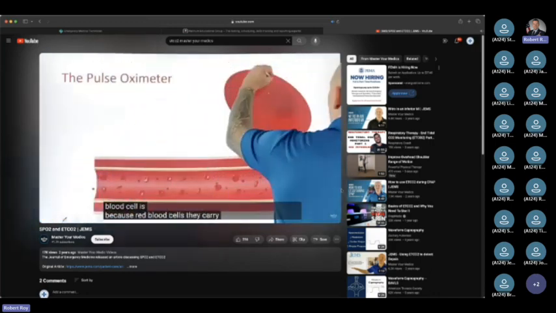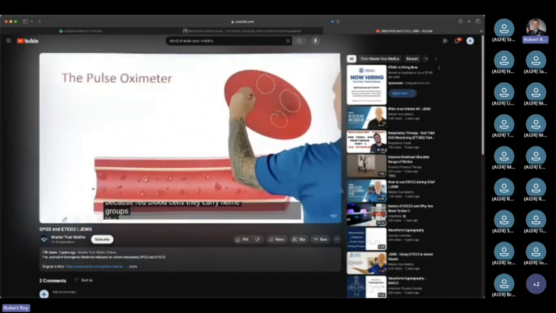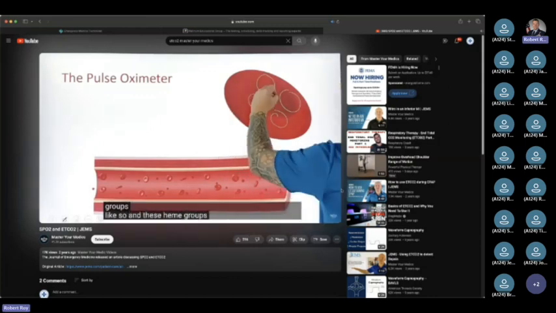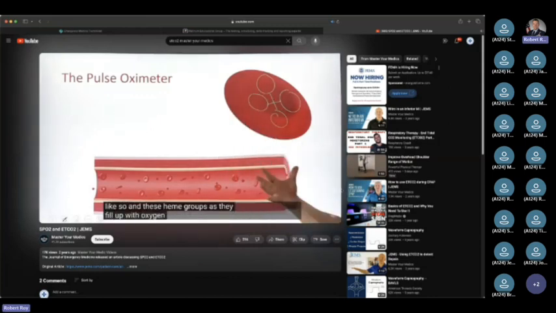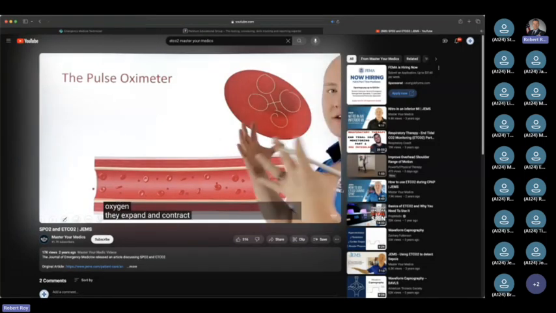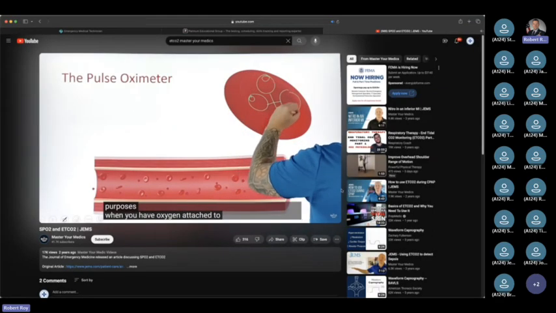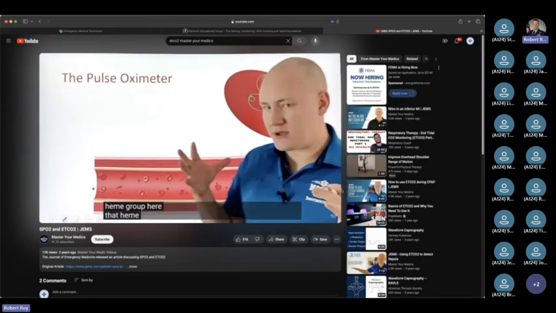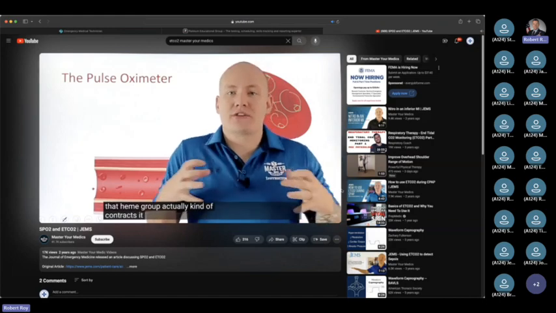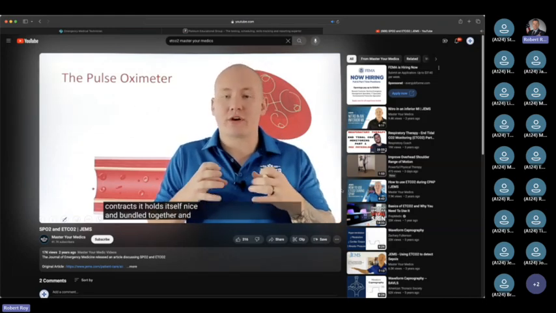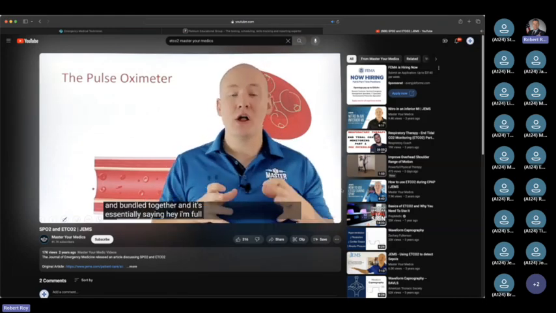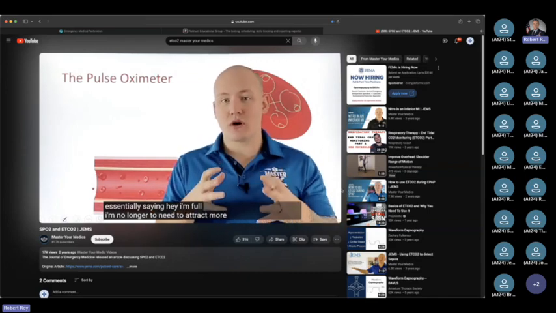Because red blood cells carry heme groups like so, and these heme groups, as they fill up with oxygen and offload oxygen, they expand and contract. So when you have oxygen attached to this heme group here, that heme group actually kind of contracts. It holds itself nice and bundled together, and it's essentially saying, hey, I'm full. I no longer need to attract more oxygen.